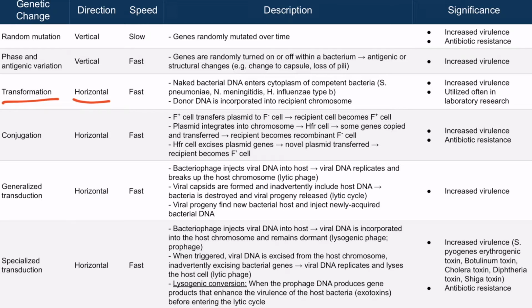However, once a bacterium receives the genetic alteration through a horizontal change, such as transformation, it can pass it on to its progeny, which would be vertical. But it's important to know that the alteration or the genetic change didn't come from its predecessor. In other words, the direction of change is horizontal, even if it gets passed on to its progeny afterward.